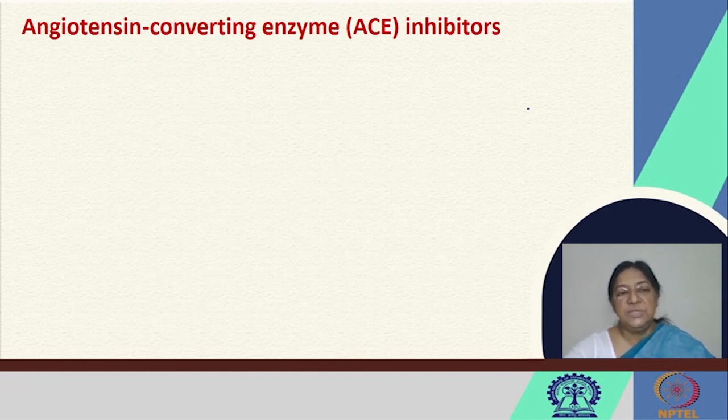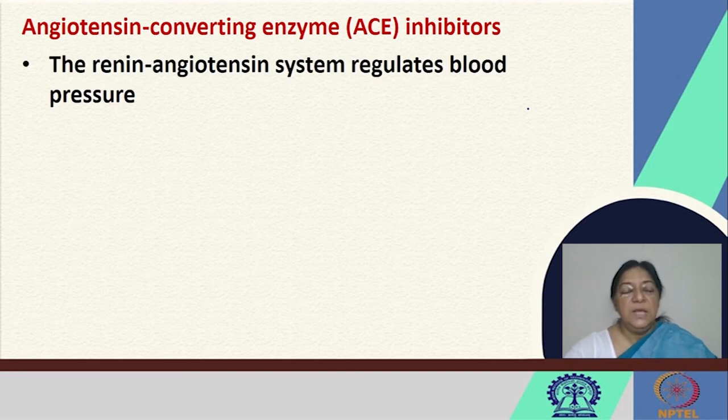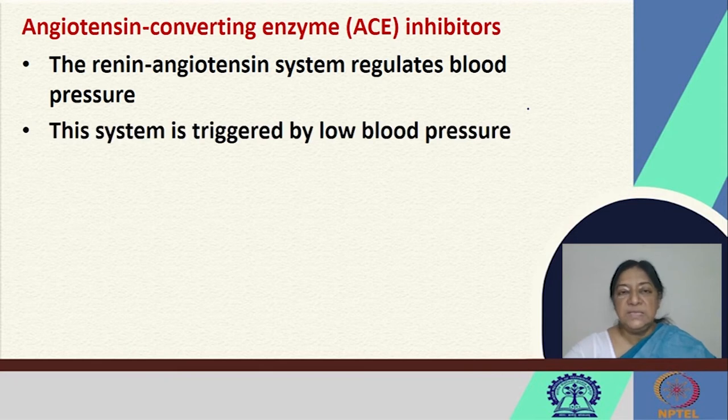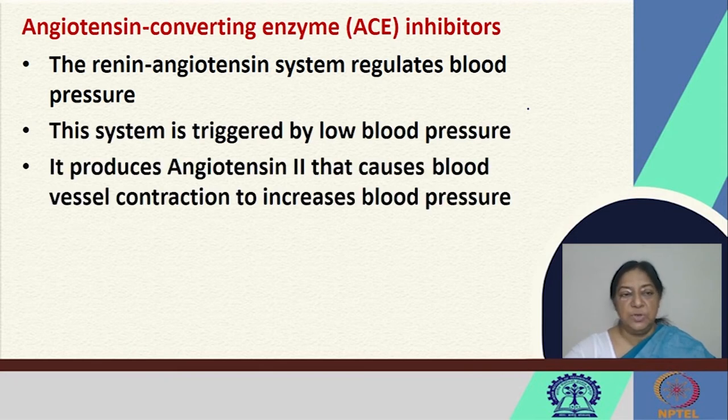This is the angiotensin converting enzyme, ACE, inhibitors designed for this enzyme that work as drugs, as medicine. A short background on this, this is the renin-angiotensin system that regulates blood pressure. The system is triggered by low blood pressure. What happens in this case, angiotensin 2 that causes blood vessel contraction is formed so that there is an increase in blood pressure. So the system is triggered when there is low blood pressure.